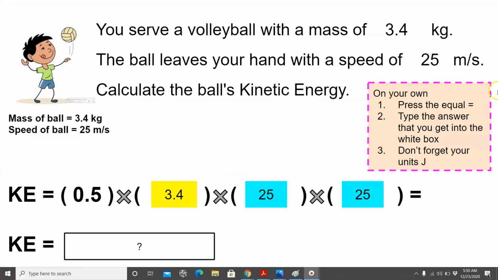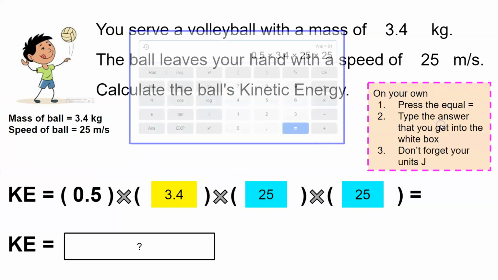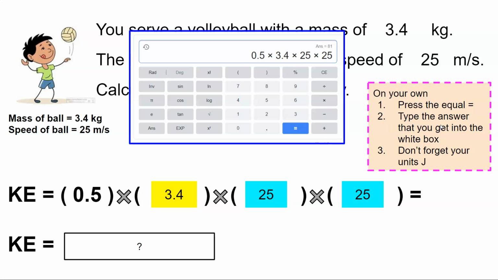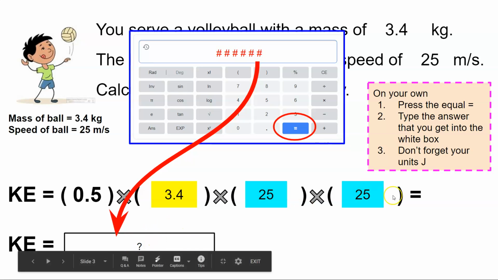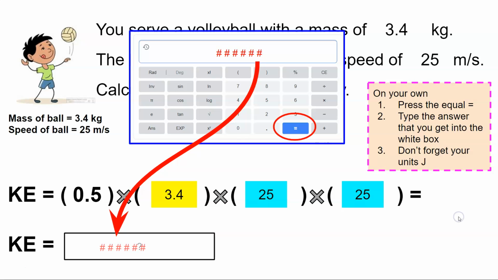So once you finish calculating, on your own, remember, you're going to press the equal sign to get your answer. You're going to then type that answer into the white box at the bottom. And don't forget your units of joules. Okay, let's look at one more example together.